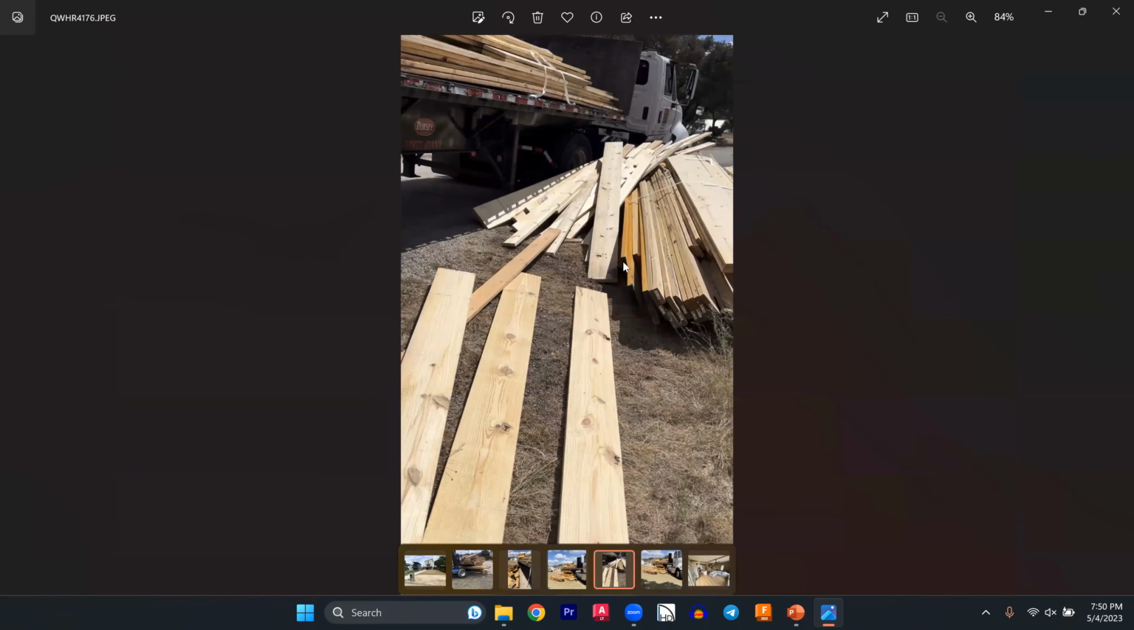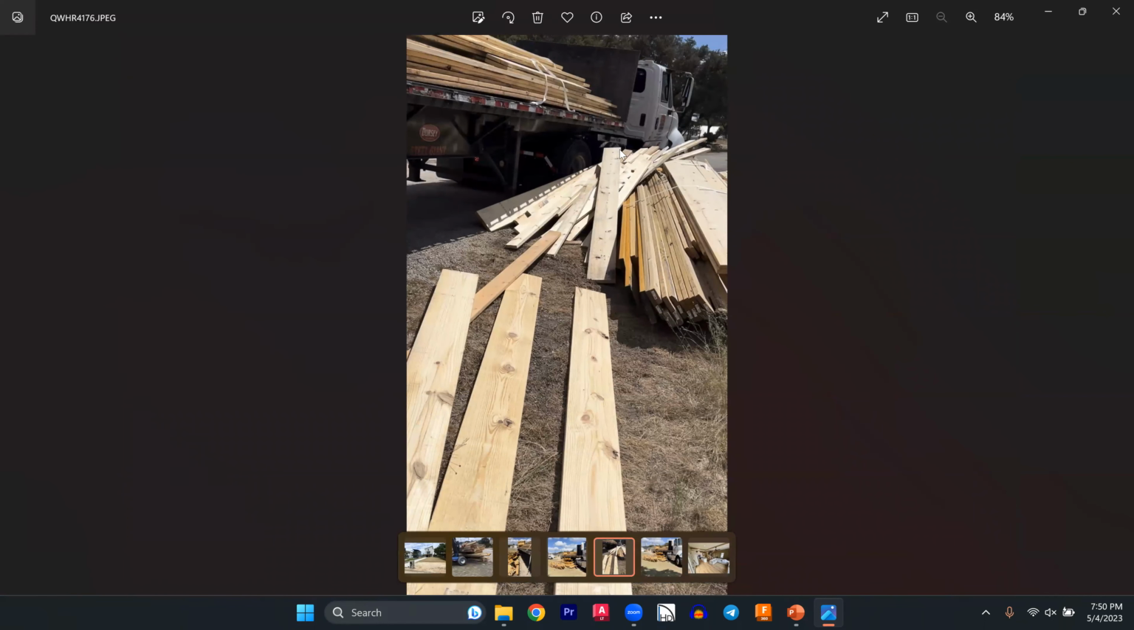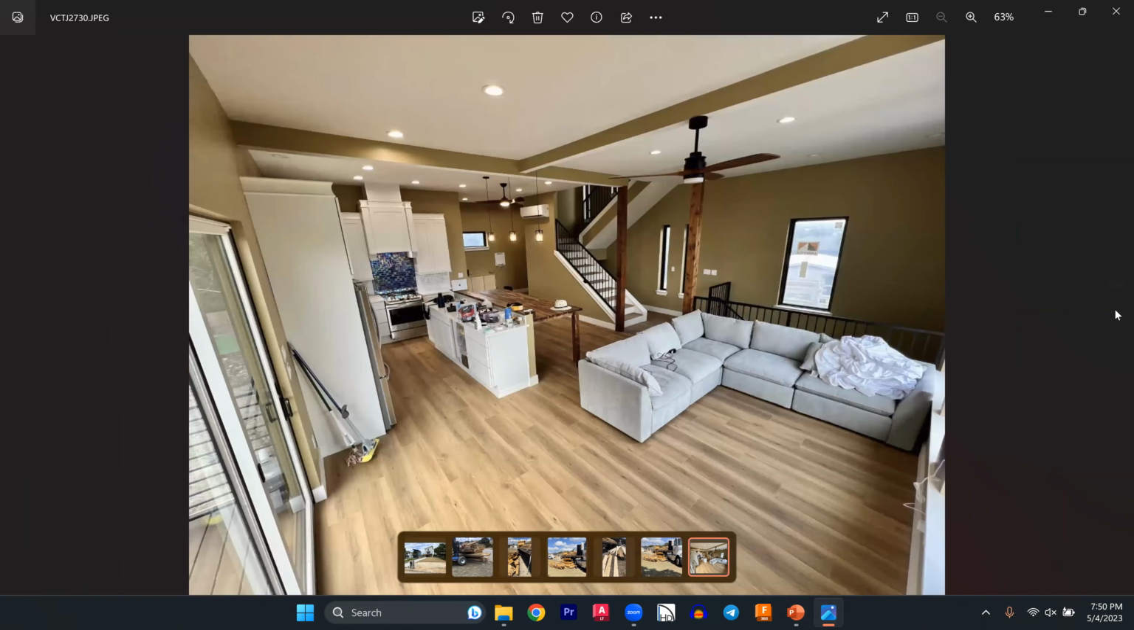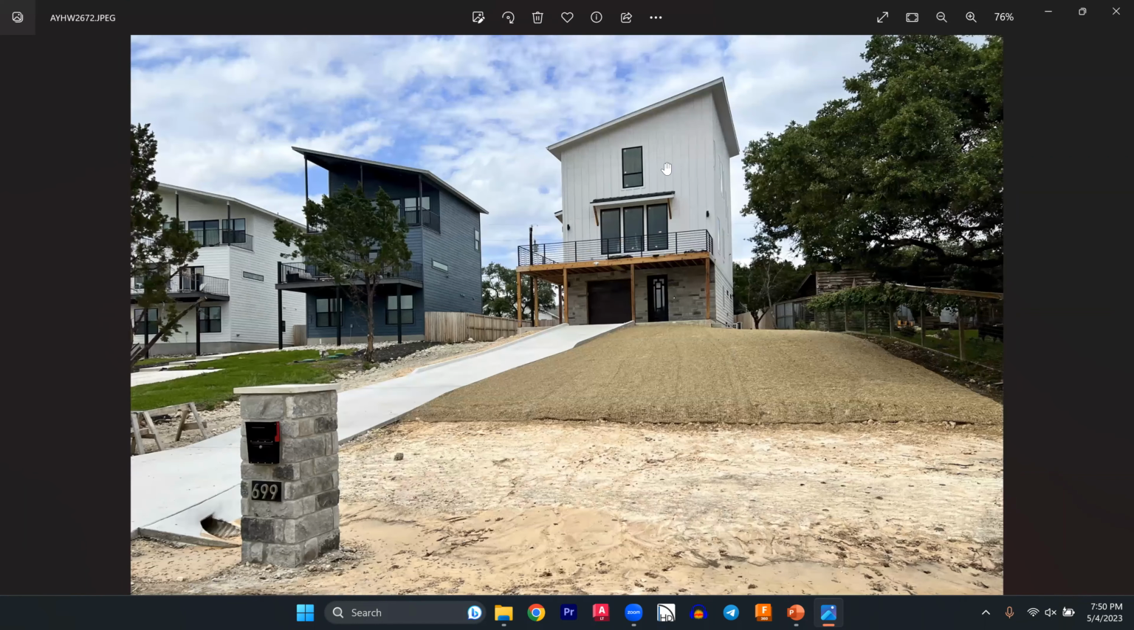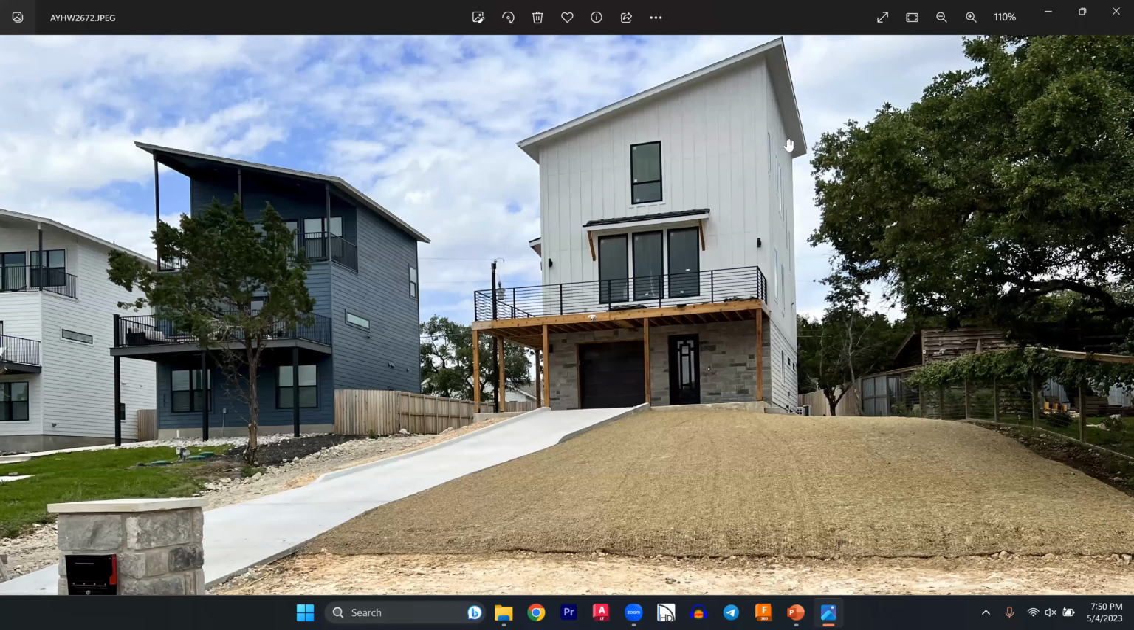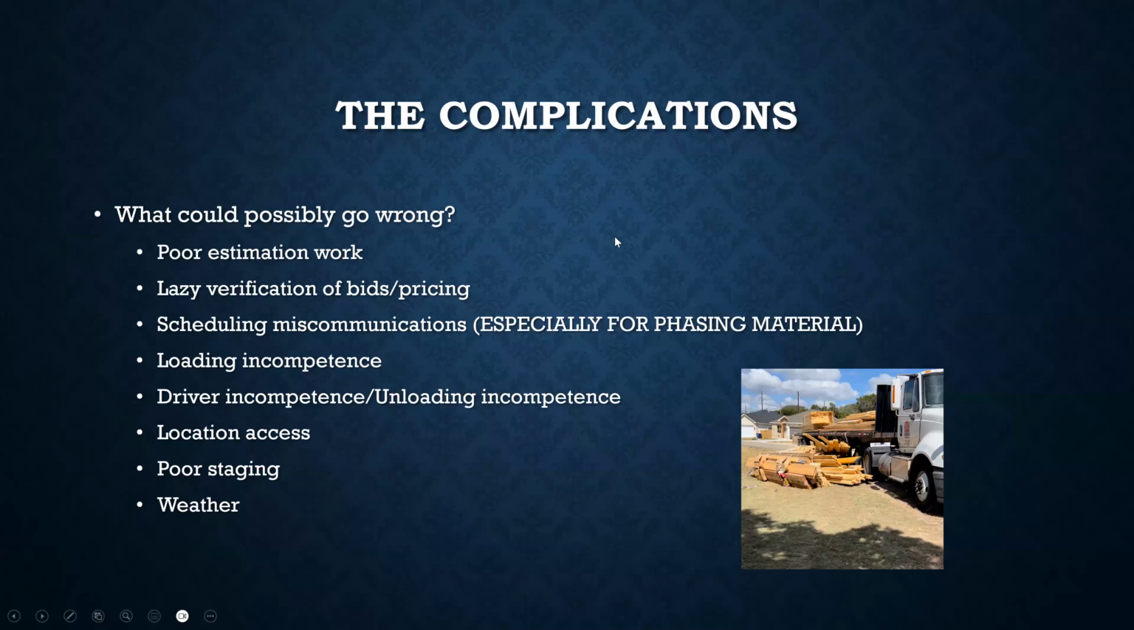So we had to basically move what we could out of the way so the truck could get out, and then try to come in with the forklift and pick up what we could in the bands. And that's the inside of the house as it's done right now. And this is the outside of the house. So there's all that cedar. But yeah, that can happen. That can be a complication.